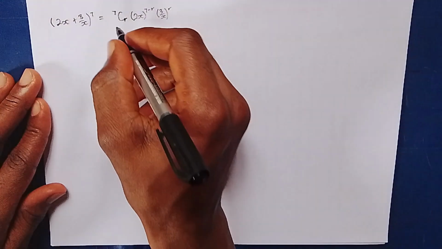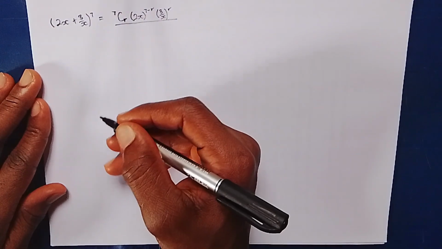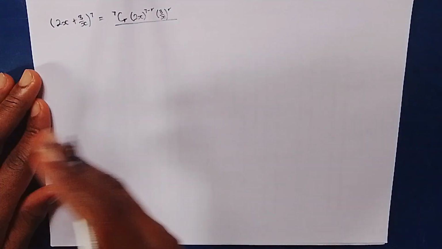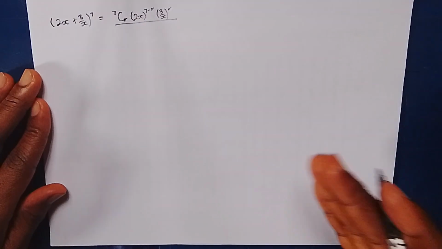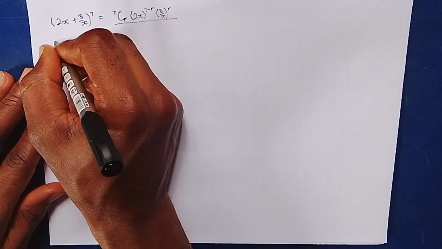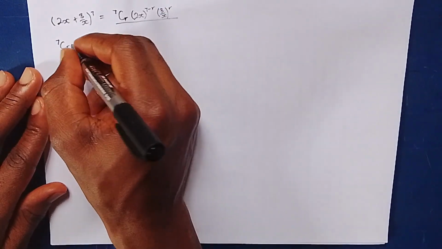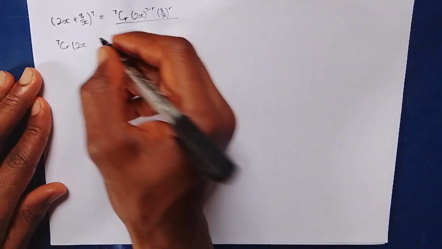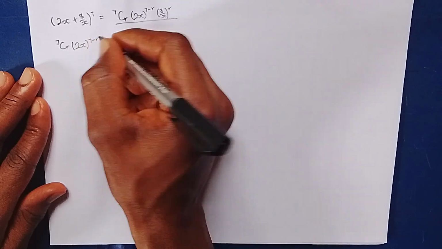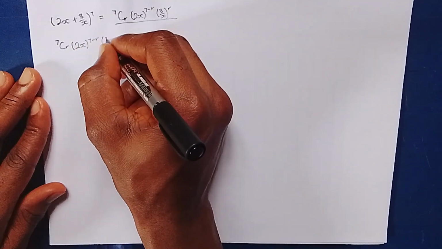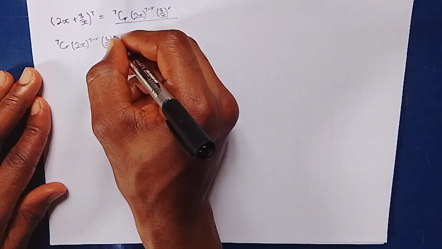So we'll simplify the general term with the aim of separating the constants from the variable x. So let's do that. 7Cr times (2x) raised to power 7 minus r times (3/x) raised to power r.